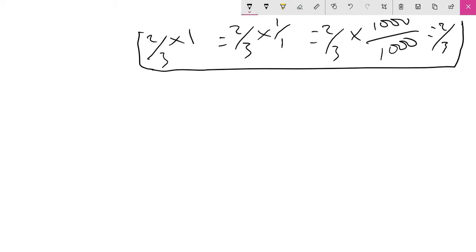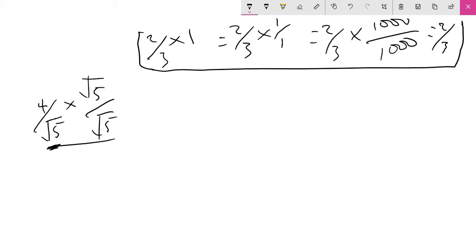Let me just rewrite it down here. 4 divided by root 5. In order to rationalize it, we want to multiply it by 1. But what about multiplying by root 5 divided by root 5? Now a number divided by itself is always 1, so we didn't do anything to this. This will come out to be the same fraction. But then this allows us to do some multiplications, which will help us remove the irrational number from the denominator. And that basically is rationalization.